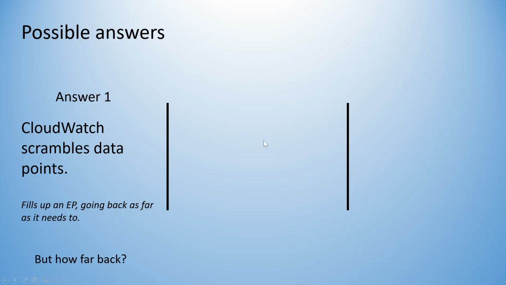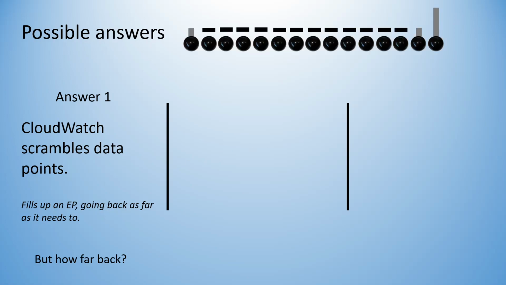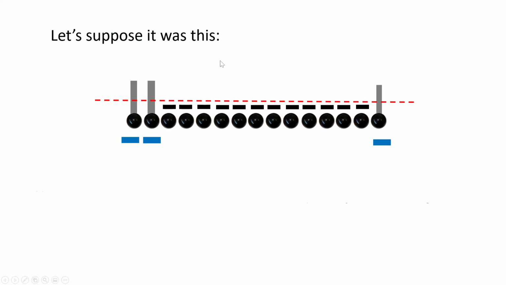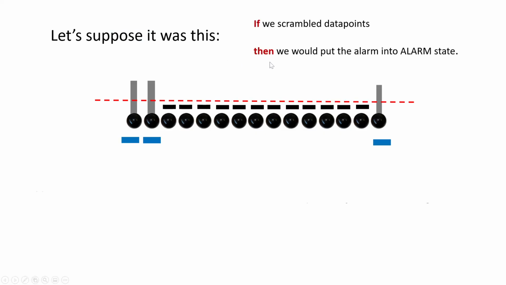But this is a problematic answer, actually, because how far back? You could have a situation like this. We've had the two most recent points with data. Maybe that one looks like a breacher, that one's a non-breacher. But before that, there was no data for a long time. And if the procedure really is to scramble to retrieve historical data, filling up an evaluation period going as far back as it needs to, let's suppose the evaluation period is three. Imagine if it goes all the way back to there. It just seems a bit bizarre.